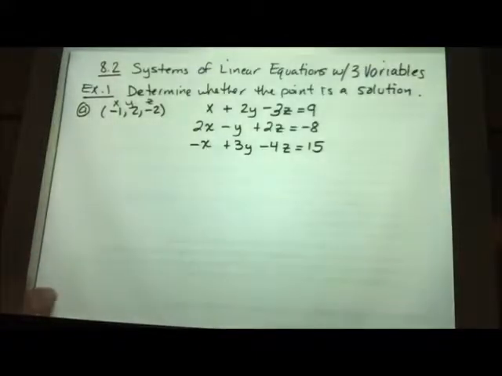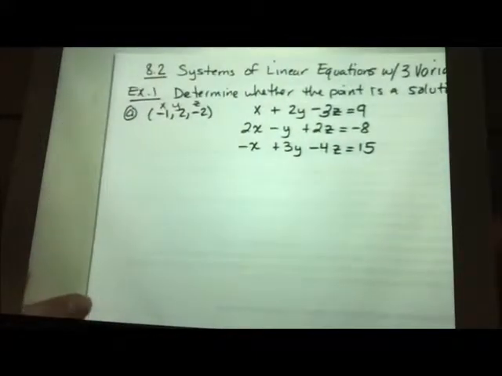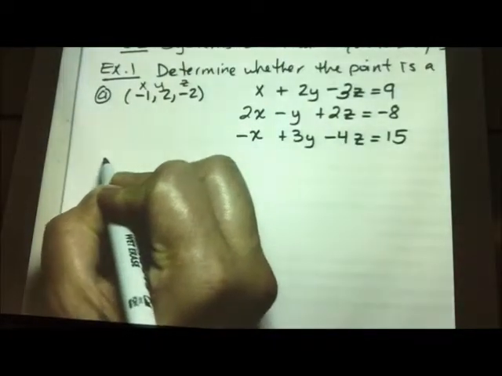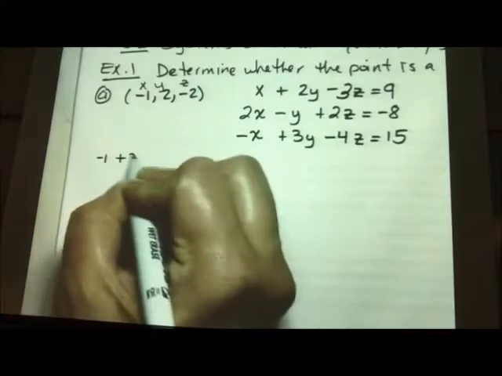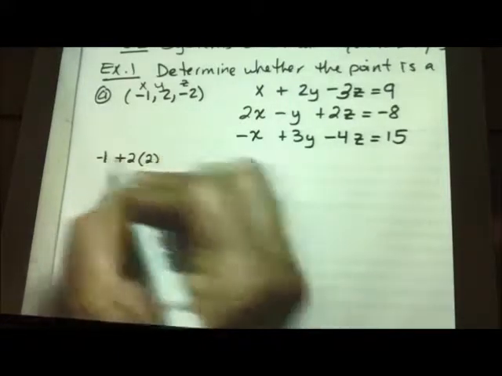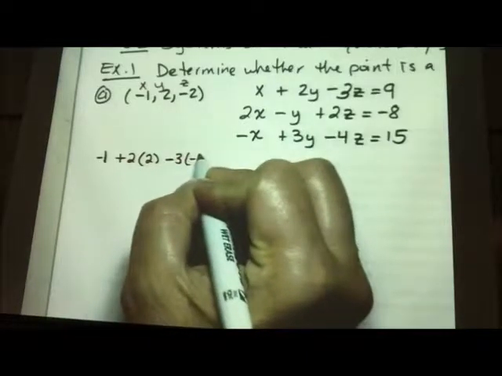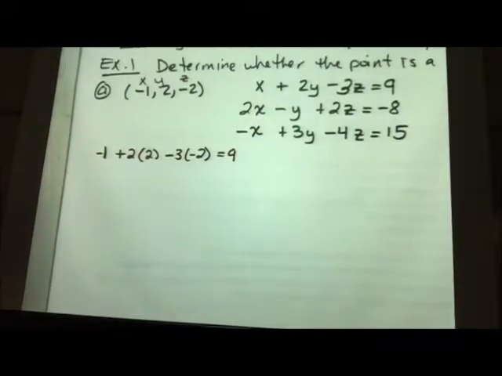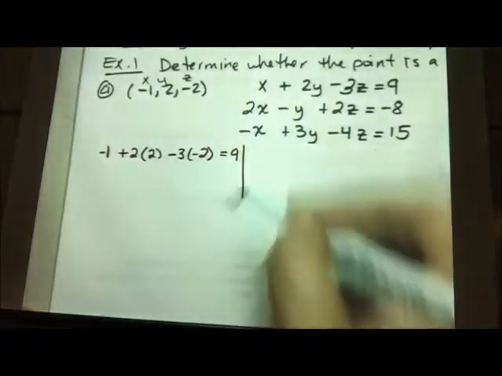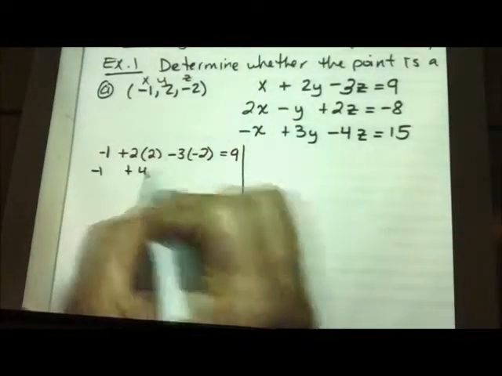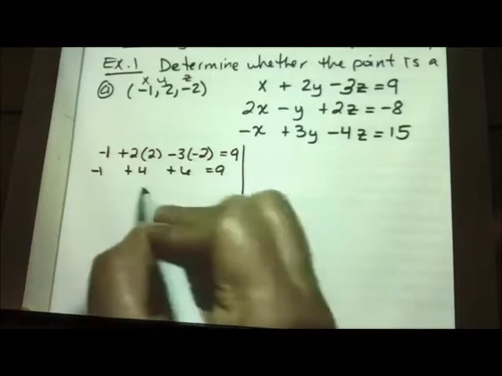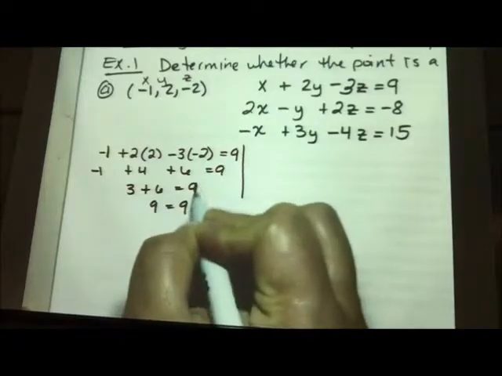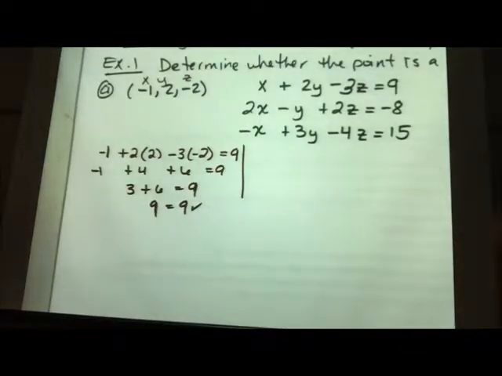So we have the first one. We'll go over and zoom in a little. And it is x plus 2y minus 3z equals 9. So we're testing out the first one to see if it's true. So I have -1 plus 4 plus 6 equals 9. This is 3 plus 6 is equal to 9. Is 9 equal to 9? Yes. So for the first equation, yes, it is true. Yes, it works.